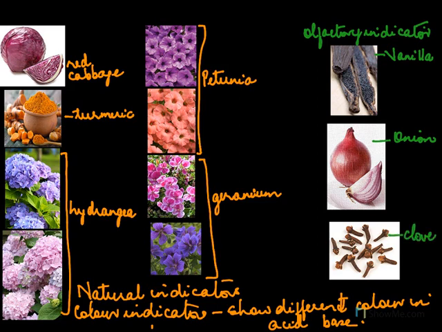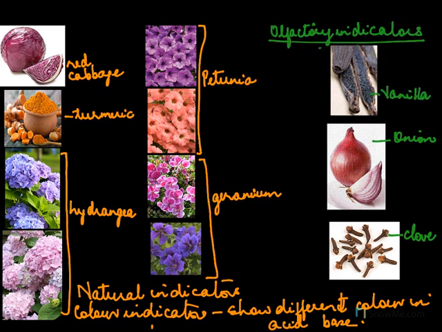And then this is clove. All these are olfactory indicators. We'll just put it down again. For olfactory indicators, they give a different smell in acid and base.